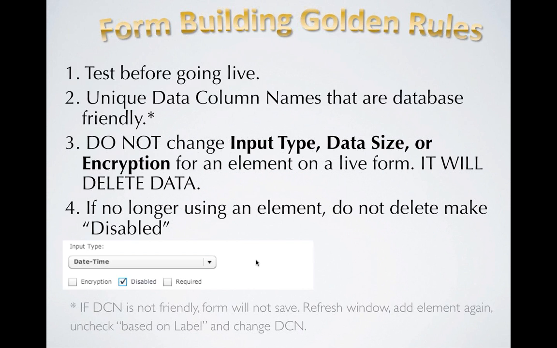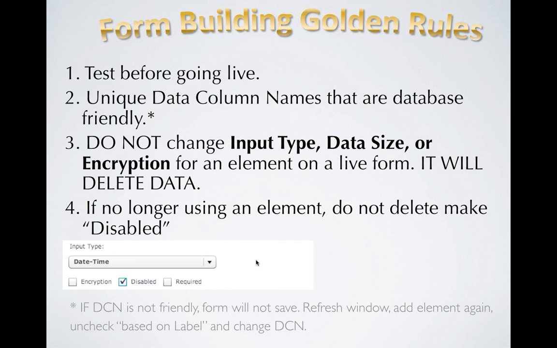The second is unique data column names that are database friendly. So if you're trying to create a form and you want to call it location, that's a great term for the user to see, but as far as what is database friendly, the term location is not database friendly. So you would have to uncheck the box, and I'm going to go through this when I open up my form builder, uncheck a box and then say that you want to change it so that the data column name and the label are not the same. So there's an easy way to fix that. And again, I'm going to show you in just a few minutes.